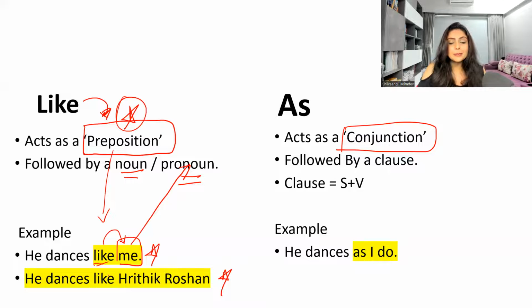Look at the second example. He dances like Hrithik Roshan. Now, what is Hrithik Roshan? Obviously, Hrithik Roshan is a noun. So like is followed by a noun, which means like is a preposition here.